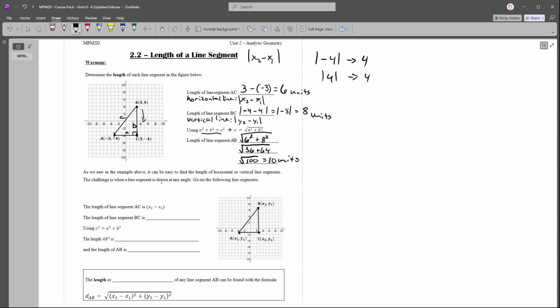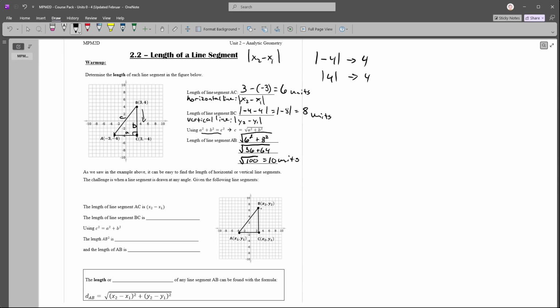So as we saw in the example above, it can be easy to find the length of a horizontal line or vertical line. The challenge is when it's on a diagonal. So if we have the following line segments here, look down here at this bottom triangle. A at x1, y1, B at x2, y2, and C at x2, y1. Because it's just using the components from the other ones to match it up. We can actually calculate everything we need here.